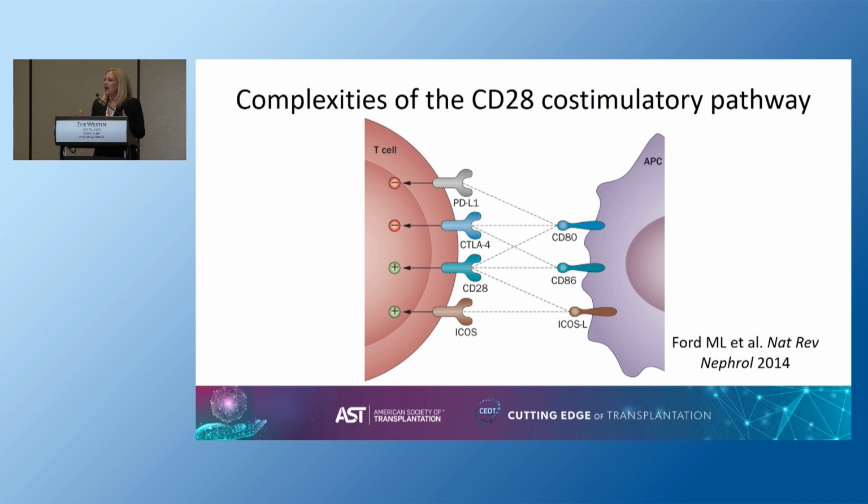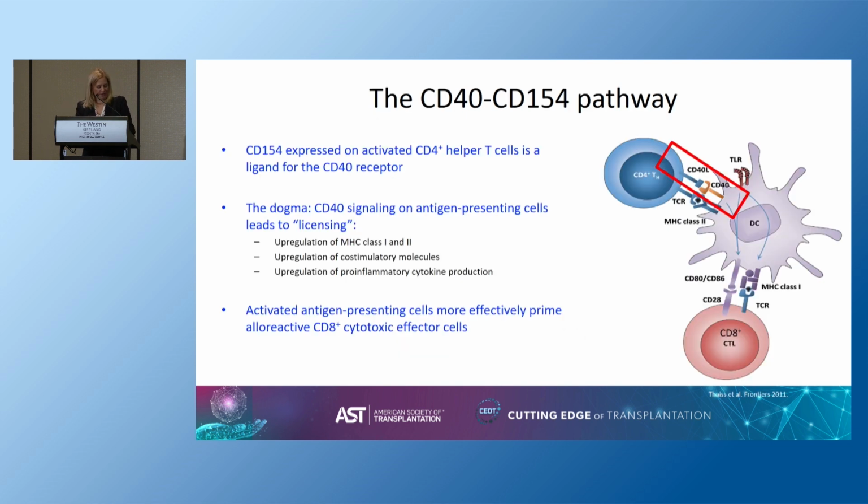So really the takeaway message of all of this is that there are a lot of complexities, promiscuity in terms of multiple binding partners between these receptor-ligand interactions, and really understanding the mechanisms of how these molecules interact, and on what cells they're expressed, is really necessary to provide rationale for the development of immunosuppressive therapies.